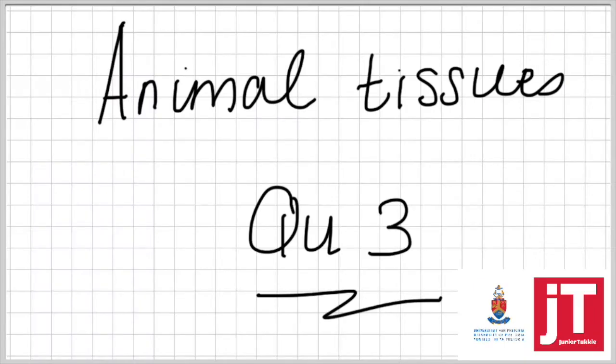This video is on the section animal tissues, and this is an exam question video. In this video, we'll be looking at exam question 3. But before we do the question, make sure you look at the theory videos, print the worksheet, and have the memo with you at hand.